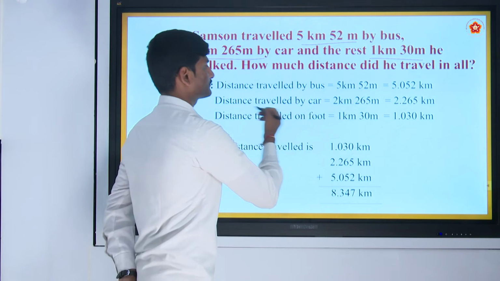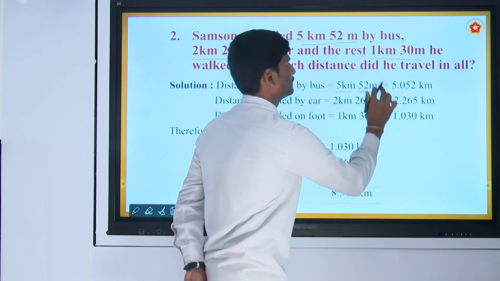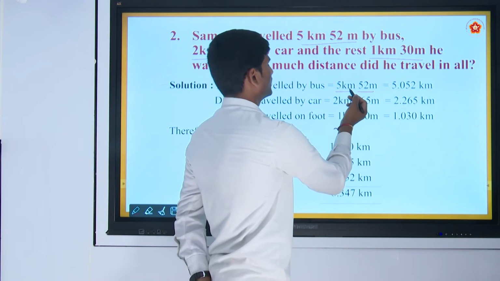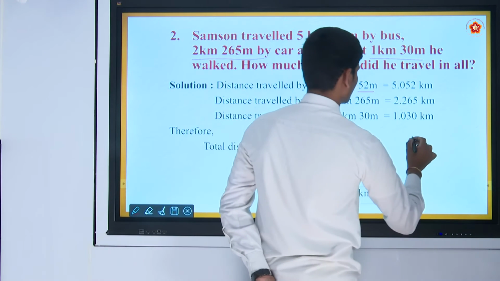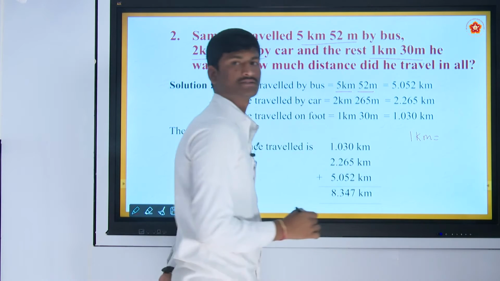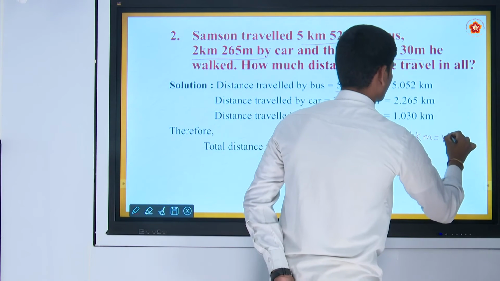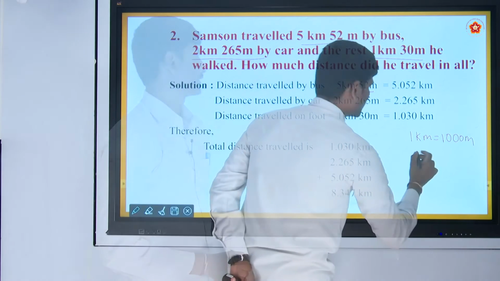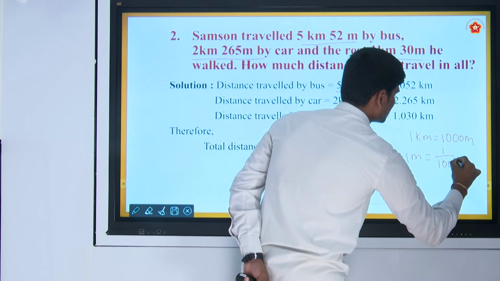Here first we convert 5 kilometer 52 meter. Both units are different. Okay. First we convert meter to kilometer. Here 1 kilometer is equal to how many meters? 1 kilometer is equal to 1000 meter. Here 1 meter is equal to 1 divided by 1000 kilometer.